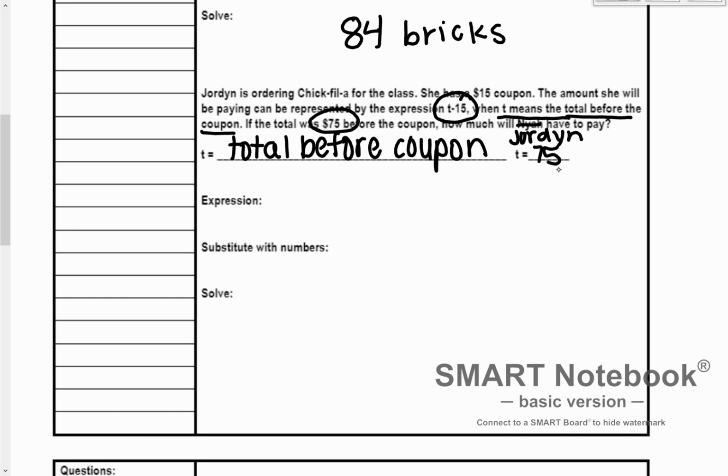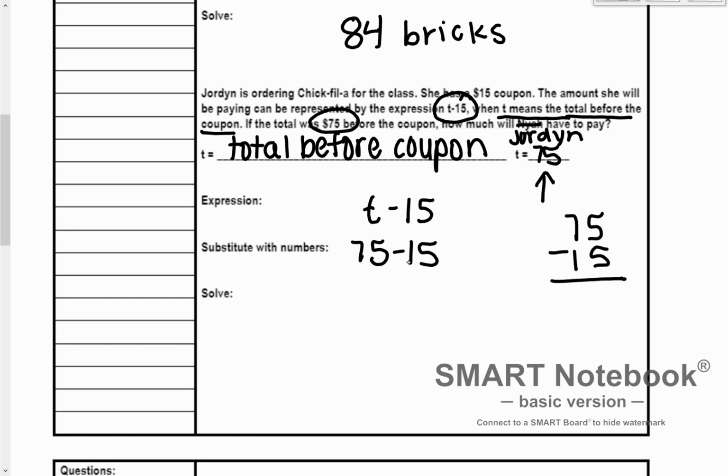The first step is writing down the expression, which is t minus 15. I'm just taking that from the problem where it tells us the expression is t minus 15. We're going to substitute in our number. T equals 75, so I'm going to take out my t and put in a 75. Here I've got 75 minus 15. If that's not mental math, that's okay. We just stack them. 75 minus 15. With subtraction, it has to stay in that order, so my first number goes on top, second number goes on the bottom. 5 minus 5. 7 minus 1.